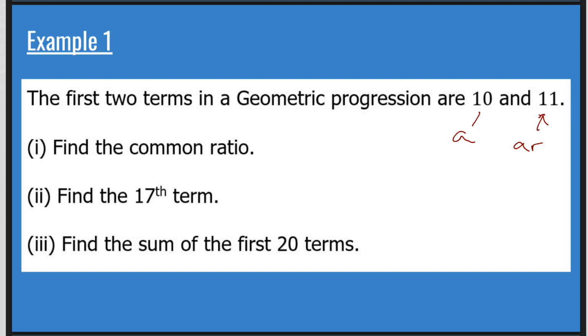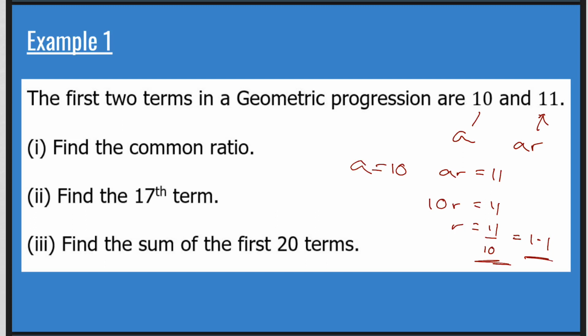So I know instantly that A equals 10 and AR equals 11. Now there's a few ways of getting what R is. You know A is 10, so 10 lots of R equals 11. So R equals 11 over 10, or 1.1. 11 over 10 is probably better. And we've just got our first answer. The common ratio is 1.1 or 11 over 10.